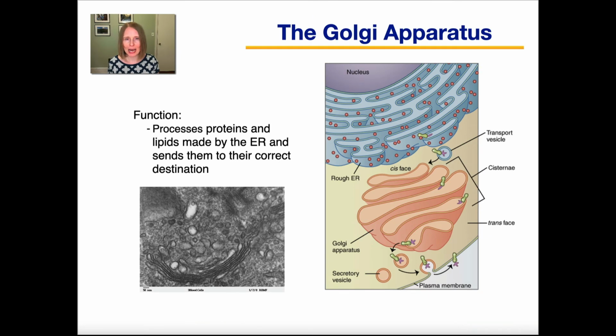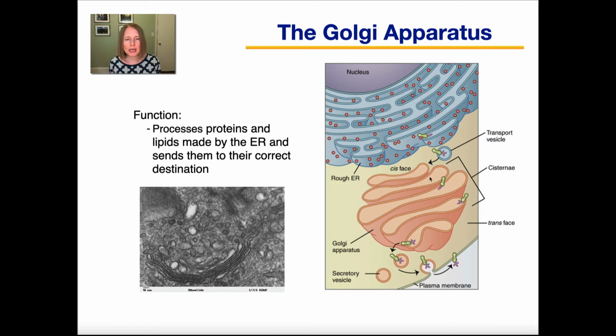Next is the Golgi apparatus, sometimes also called the Golgi body. It is pictured here in orange. It almost looks like a bunch of flattened balloons. You can also see a more realistic picture of what it looks like under a very powerful microscope. These very flat structures that are a little curved over here are the Golgi. The function of the Golgi is that it processes proteins and lipids made by the ER and then sends them to their correct destination.